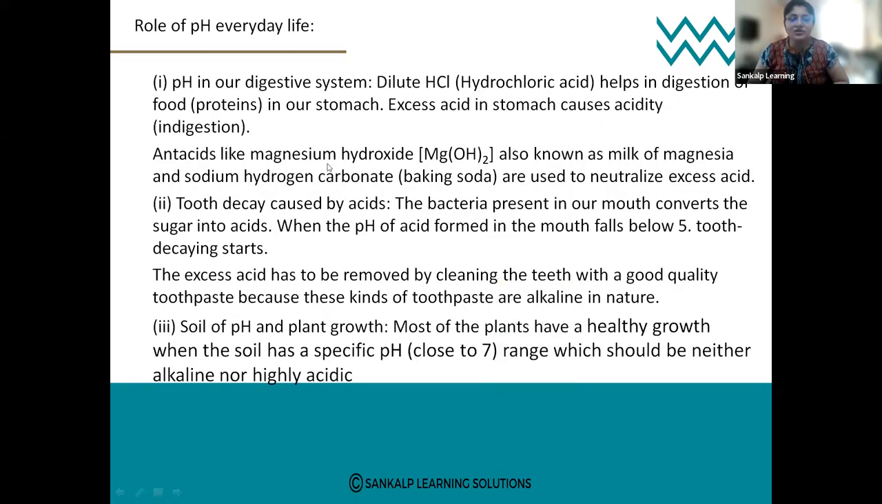So what is the role of pH in our everyday life? You know that. First, pH in our digestive system. Dilute hydrochloric acid helps in digestion of food. The hydrochloric acid which is produced in our body helps us to digest the food which we are eating in our stomach.